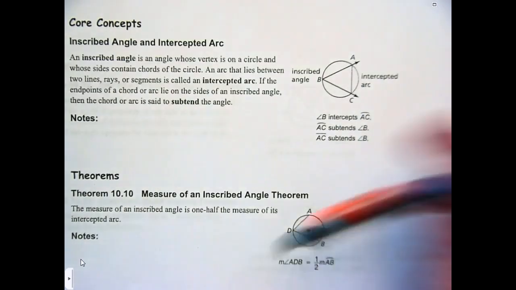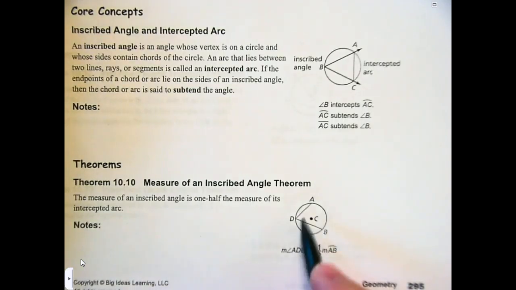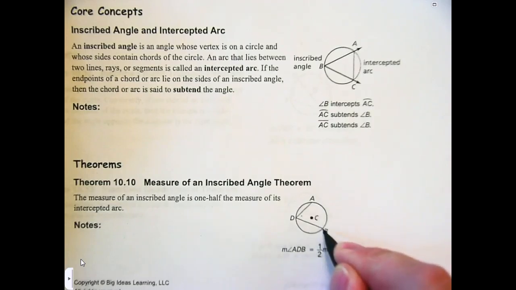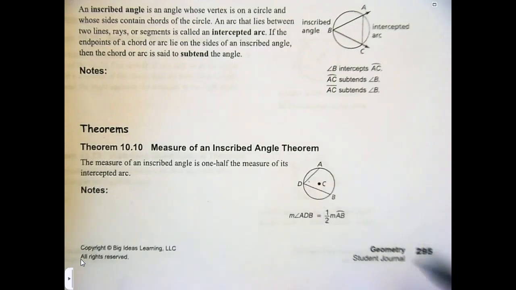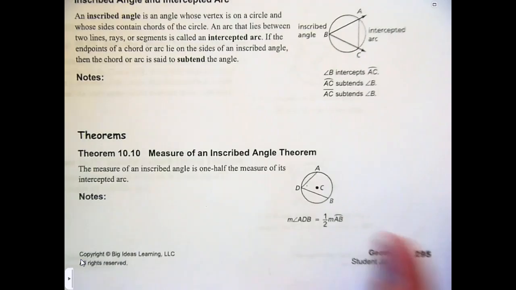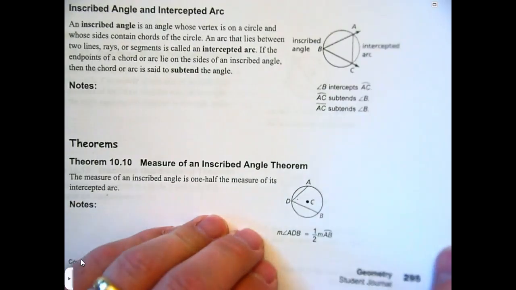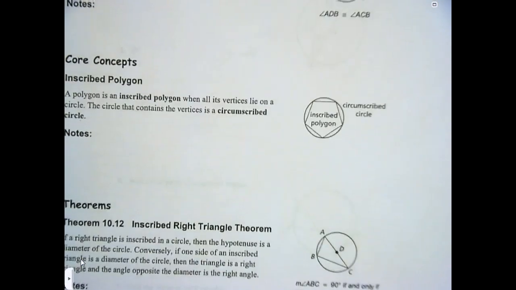The measure of an inscribed angle is half the measure of the intercepted arc. So our formula to find this angle measure right here is to find your arc measure and cut it in half. Now please note the difference between that and when you have a central angle, where they're identical. So you're going to have a bunch of different things that build off of what we've already learned.